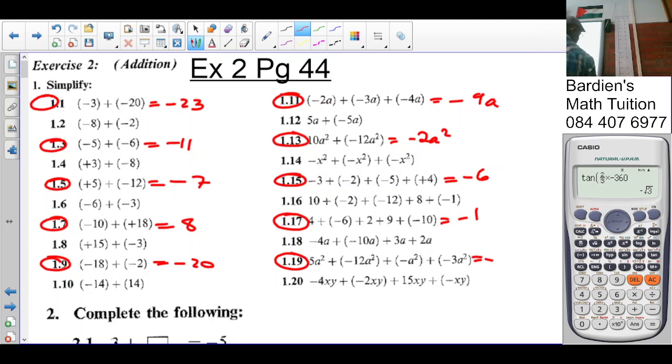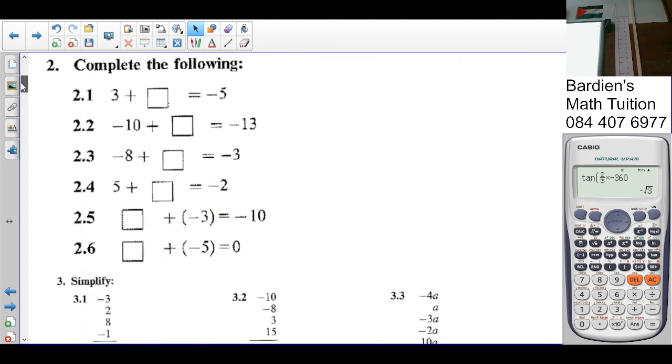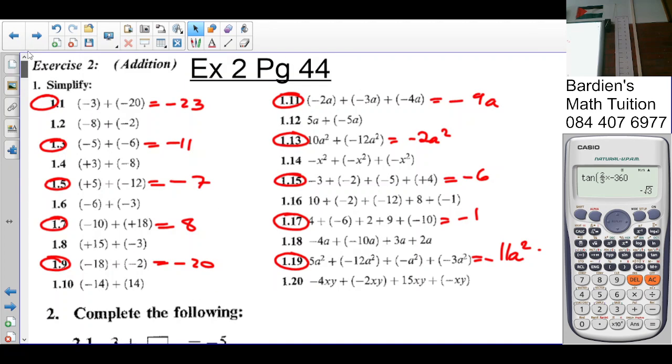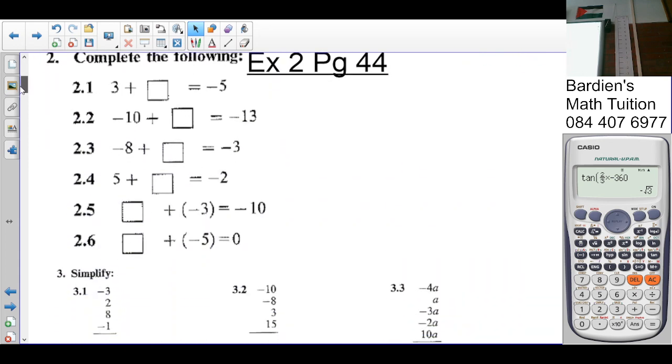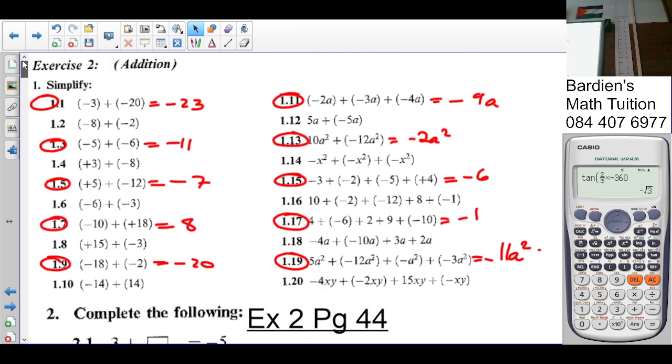Okay, so it's 5 minus 12 gives you negative 7. Negative 7 minus 1, negative 8 minus 3. It's negative 11a squared. Okay with that? Alright. Did I ask you to do number 2 as well? Okay, so let's just do the odd numbers, no? Do every alternate sum? Or did I ask you to do everything? Oh, okay.